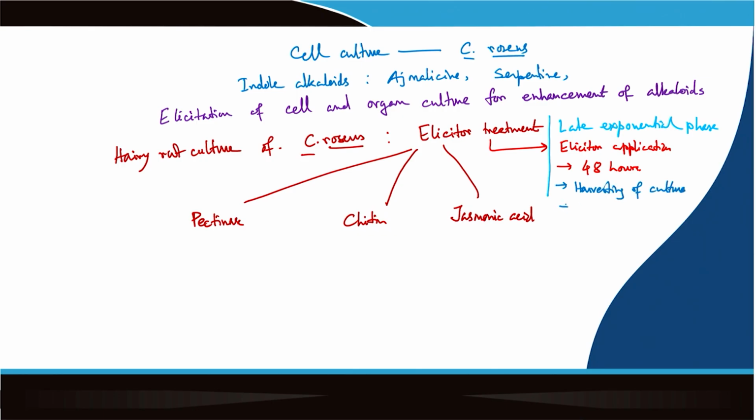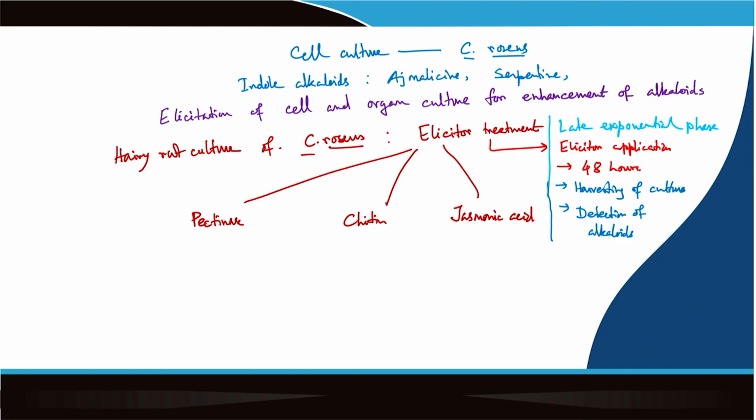And look for the detection of alkaloids. Mostly the HPLC based methods are used. So, they use TLC, HPLC, DAD, and sometimes they use mass spectrometry to confirm the products. So, this is how it has to be done.